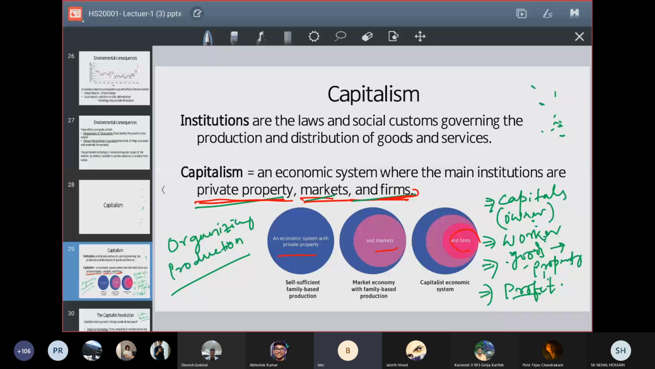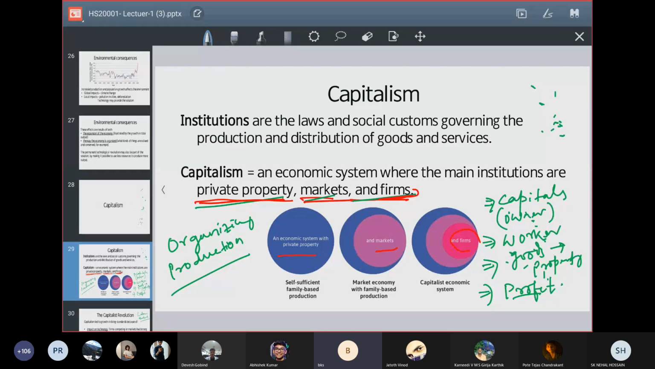In the market, people come together, maybe physically or maybe using other means of communication, and exchange goods and services through a process of buying and selling, which may mutually benefit the people who are coming together. So that is what we call markets.